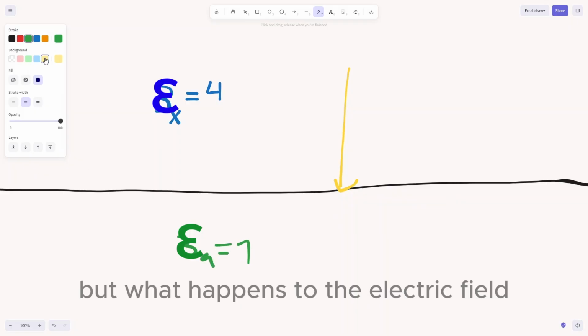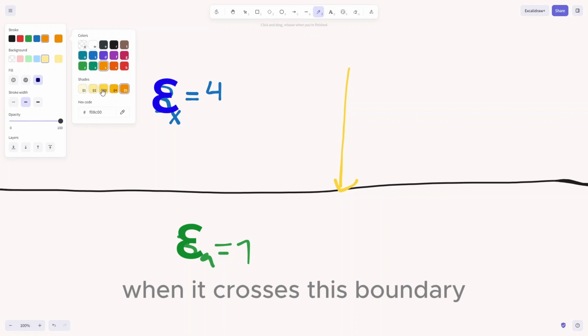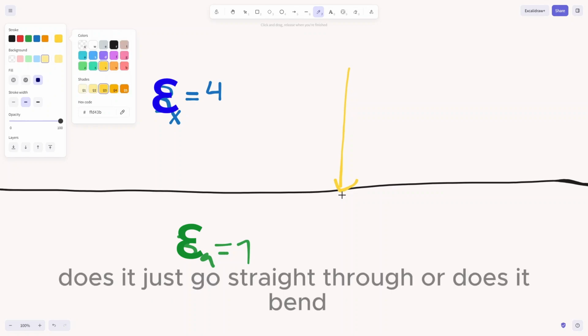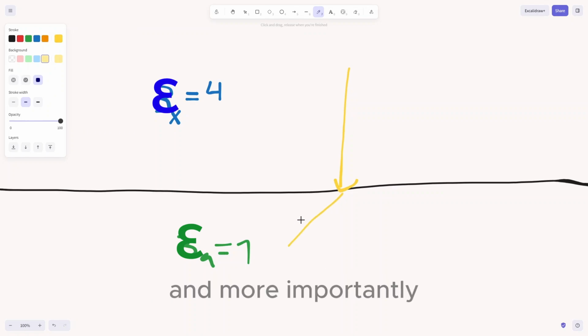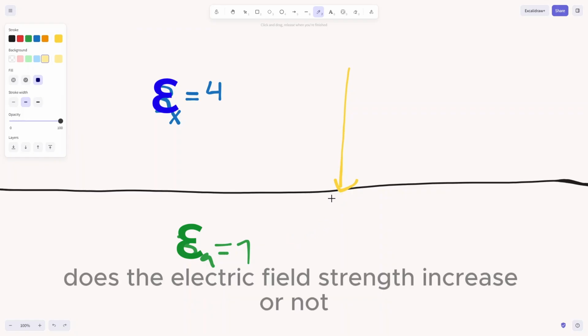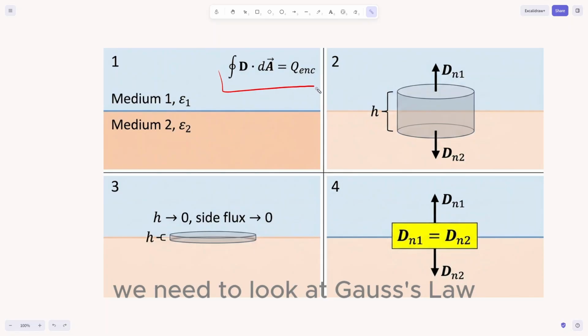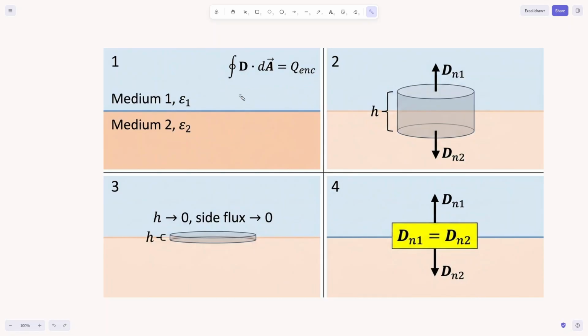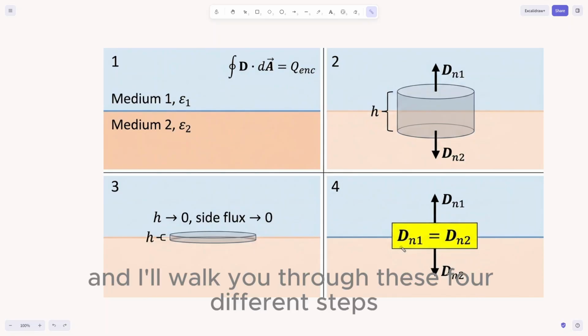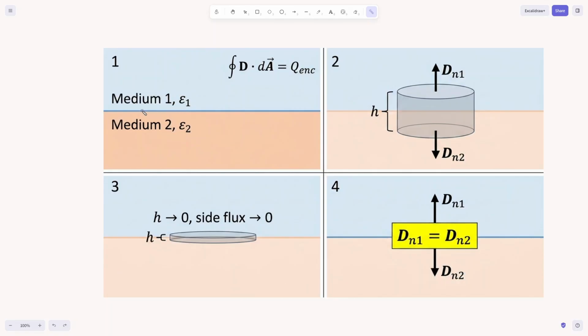But what happens to the electric field when it crosses this boundary? Does it just go straight through or does it bend? And more importantly, does the electric field strength increase or not? And what happens when it increases? I'll try to answer that. To answer this, we need to look at Gauss's law, which we have here, and I'll walk you through these 4 different steps, one by one.